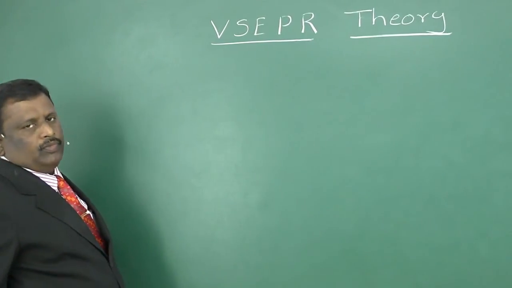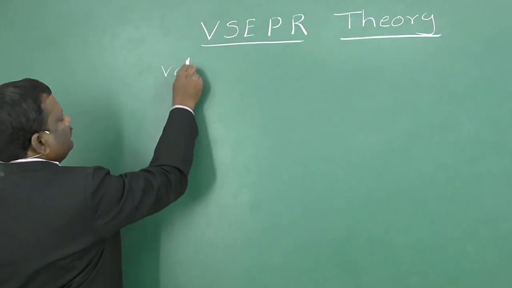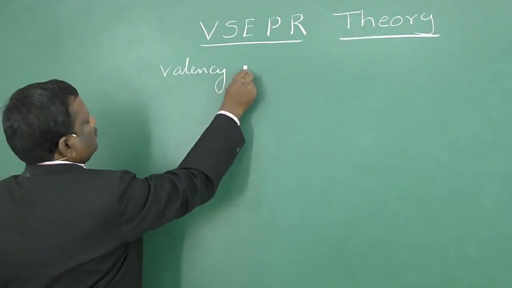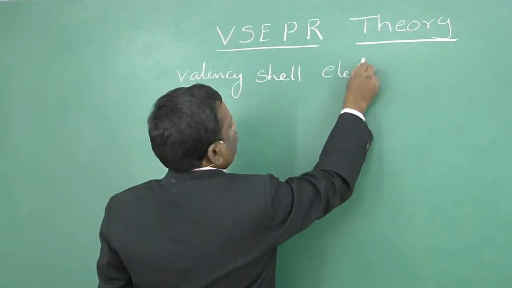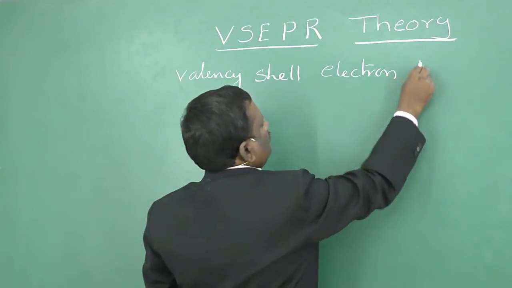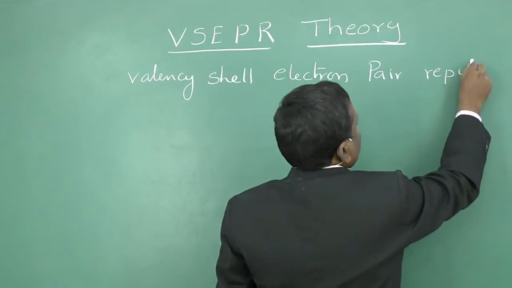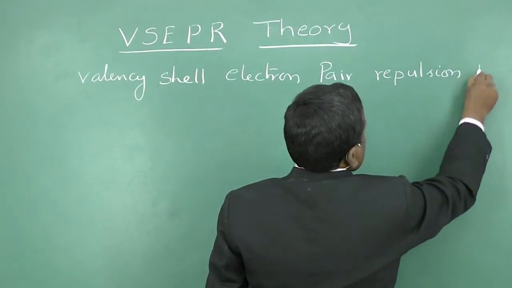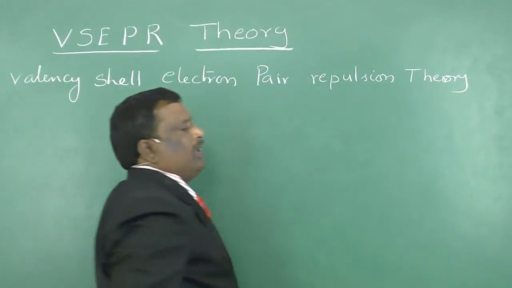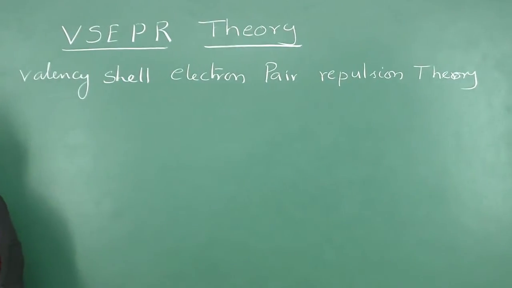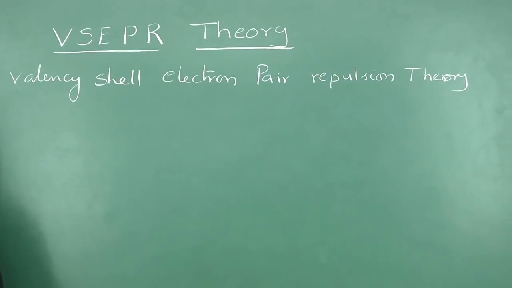VSEPR theory. This is Valency Shell Electron Pair Repulsion theory, simply called VSEPR theory.